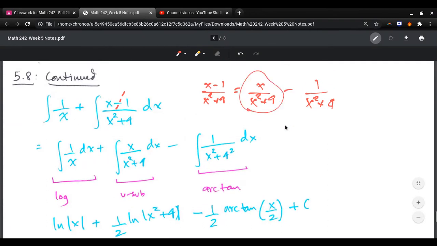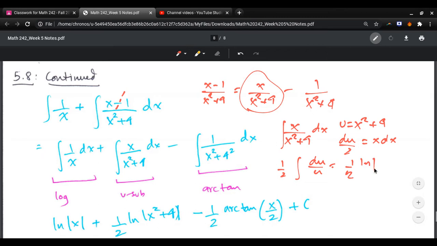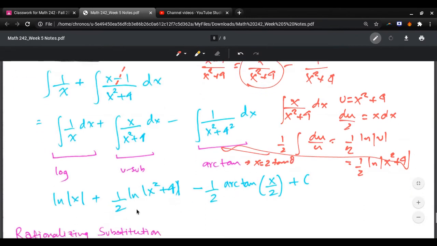Now for x over x squared plus 4, I can actually u-sub and make it a log integral by making u equals x squared plus 4, du over 2 equals x dx, giving me 1/2 du over u, which is 1/2 ln u, which is 1/2 ln of x squared plus 4. And for the last part, I can use an arctan substitution where I let x equals say 2 tan theta and I solve. So I end up with this thing.